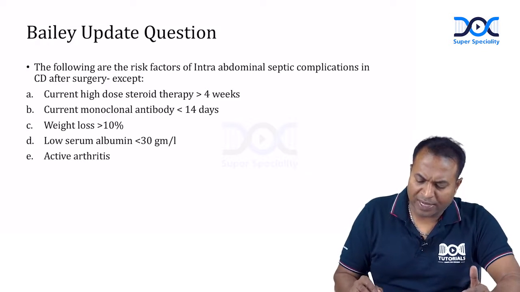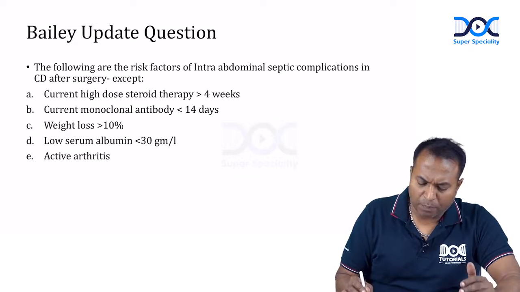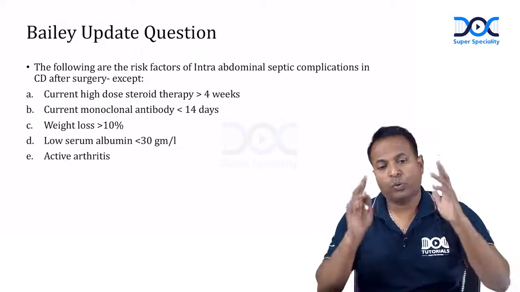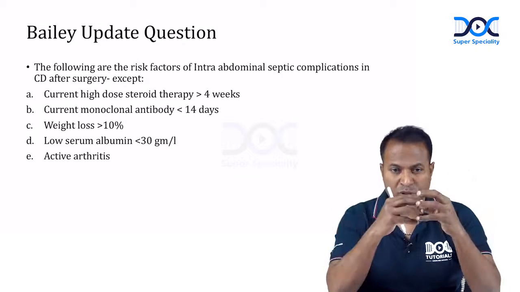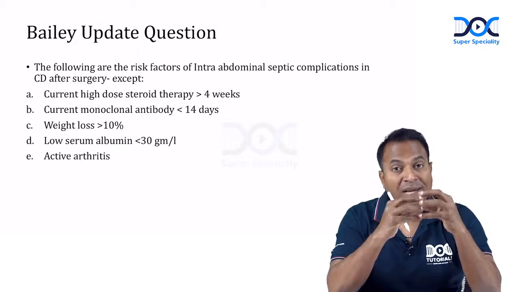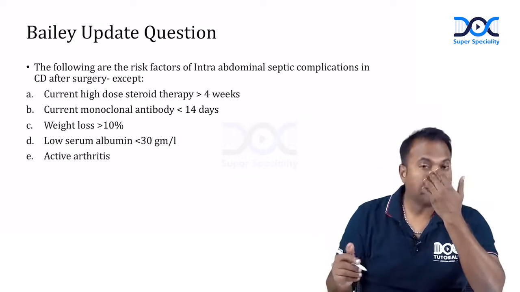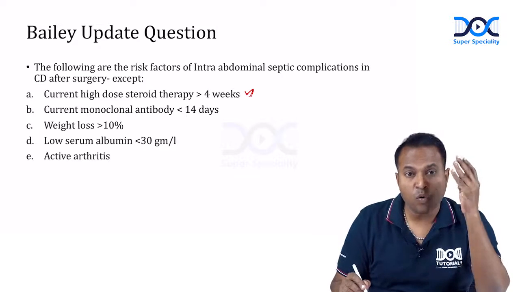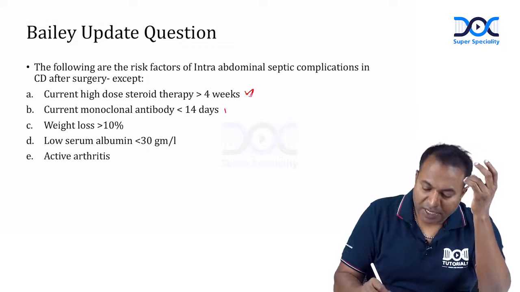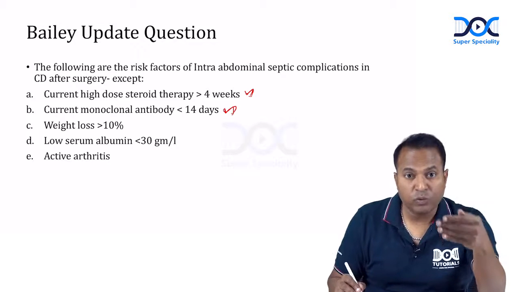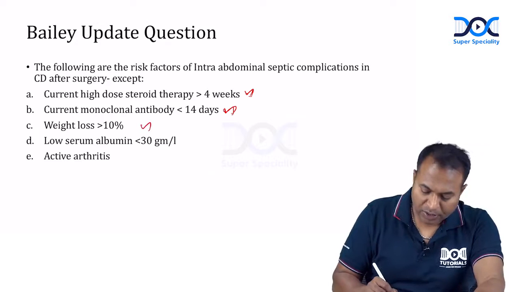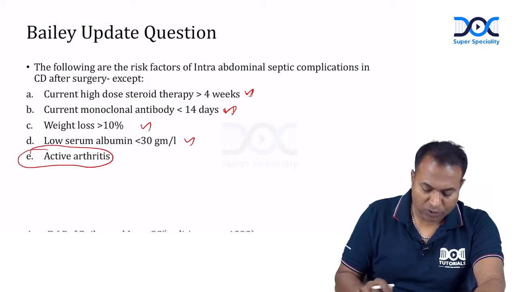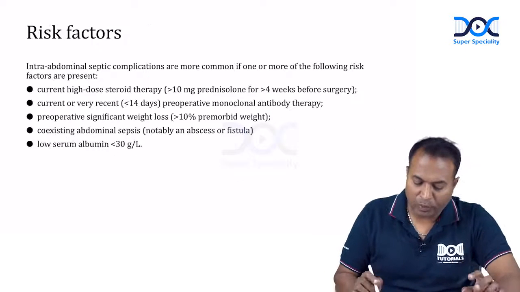The following are risk factors of intra-abdominal septic complications in Crohn's disease after surgery. So, when I am going to do resection of ileum and anastomose, what are all the risk factors which can lead to leak and sepsis? Number one risk is the patient was on steroid therapy for more than 4 weeks, and the patient had a monoclonal antibody within 2 weeks. Weight loss, low albumin, these are all risk factors. Arthritis is not a risk factor. So, please don't forget, it is from Bailey and Love.